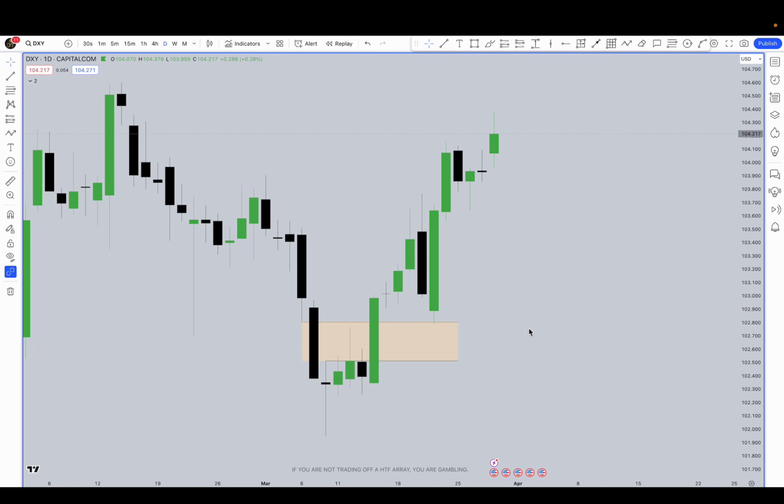A quick side note: how do you know what the consequent encroachment is? It is the 50% of the value gap. You can draw a fib from the top to the bottom, and your 50% is your consequent encroachment. Price can trade into it, even below the consequent encroachment, but the body should respect the 50% of the value gap or the inversion fair value gap for it to be valid.